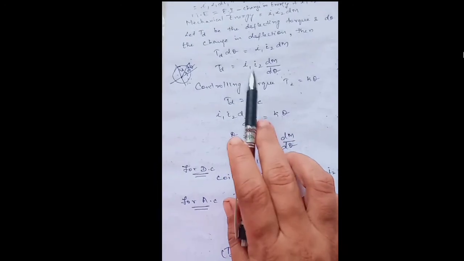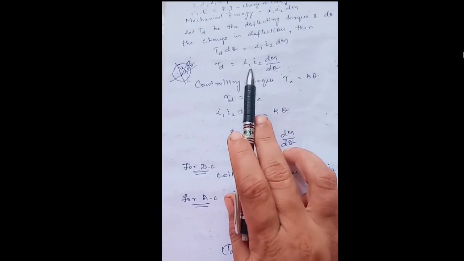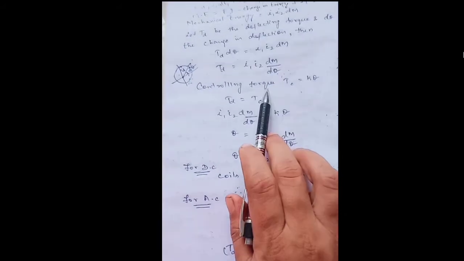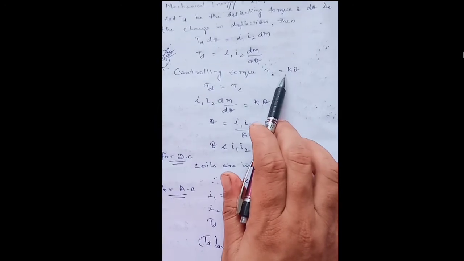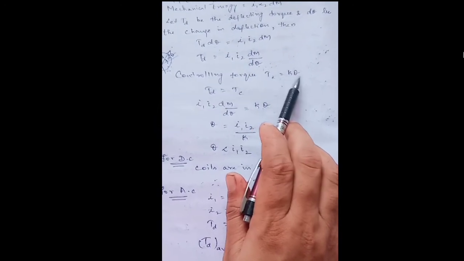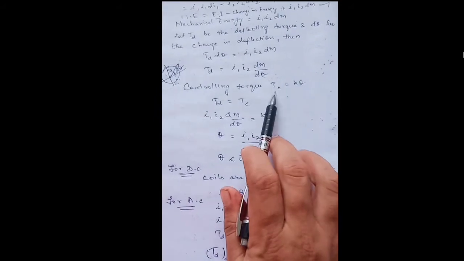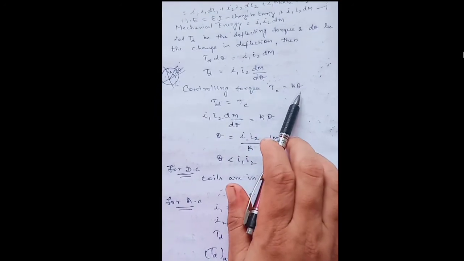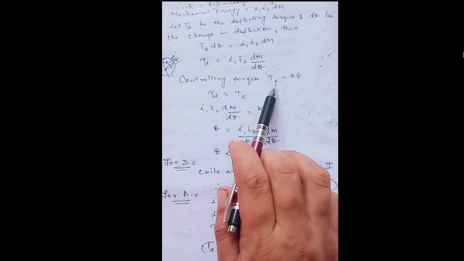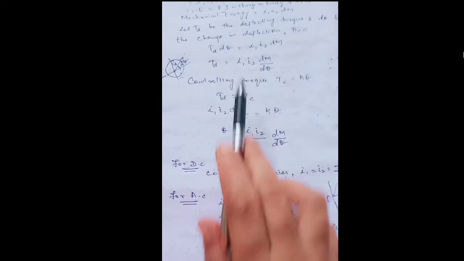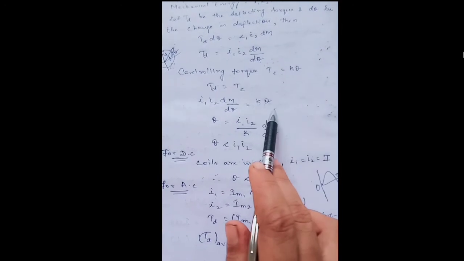The controlling torque is developed due to the presence of a spring arrangement connected directly to the pointer. So that controlling torque will be equal to K into theta, where K is nothing but the spring stiffness and theta is nothing but the deflection of the pointer. So our Tc equation will be K theta, and at balanced condition Td will be equal to Tc. So we are equating these Td and Tc equations. So I1 I2 dM by d theta equals K theta.